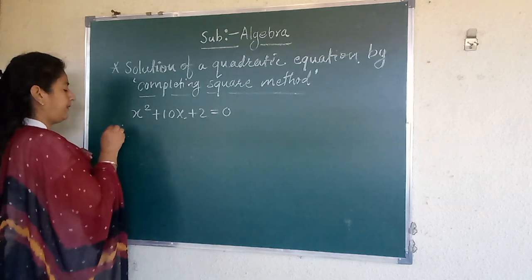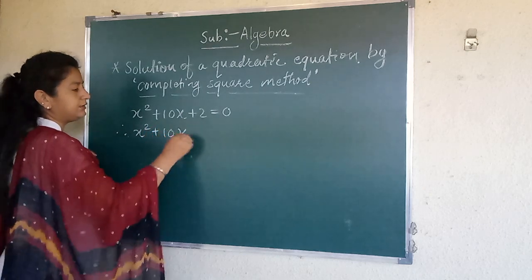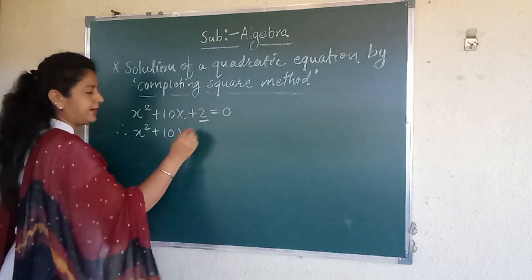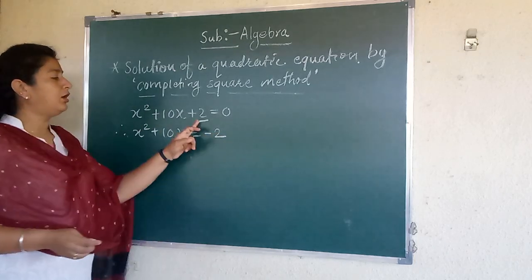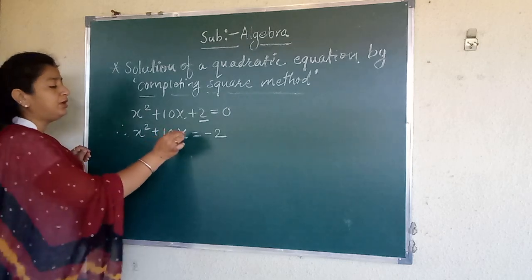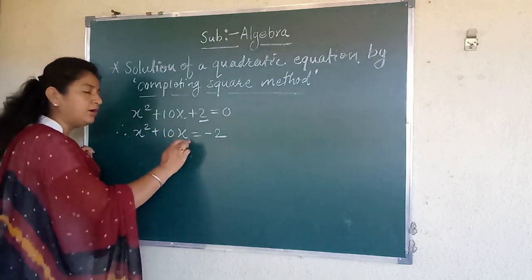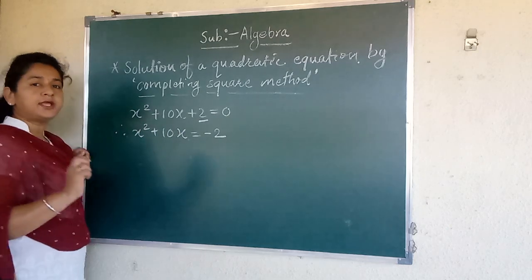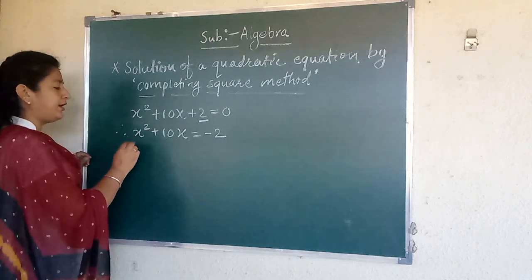By this method, first we have to take the third term to the right hand side. So 2, I am taking to the right hand side. Move the third term to the right hand side. That is the first step. After that, the third term is required, that we have to find. To find the third term, there is one formula. In the textbook this is not given, but I am giving you one formula to find the third term.